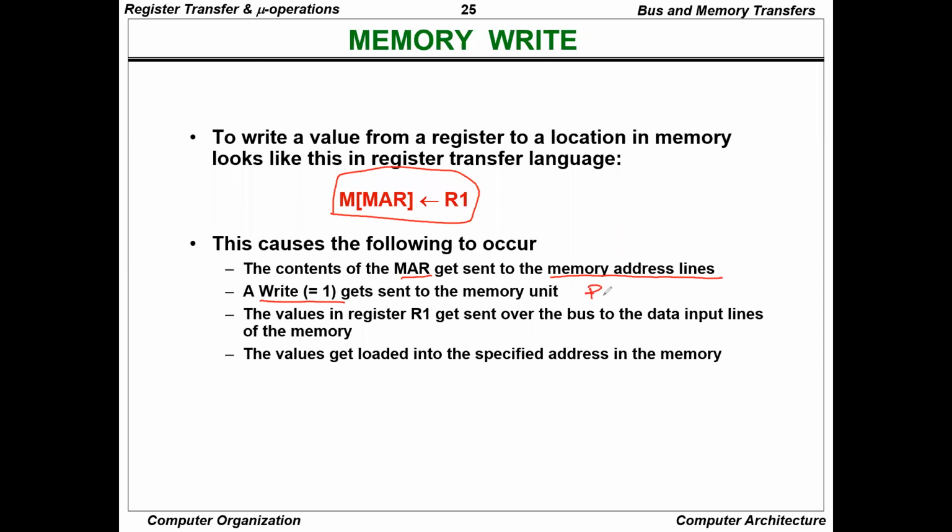So the value of the read control will be 0. Then the values of the register 1 are sent over the bus to the data input line. Input line पर आ गया, and then the value is loaded into... कहाँ पर लोड की जाती है, मेमोरी की उस लोकेशन पर जिसका एड्रेस MAR बता रहा है. तो यहां पर वैल्यू लोड हो जाएगी. So I hope this is very clear to you.